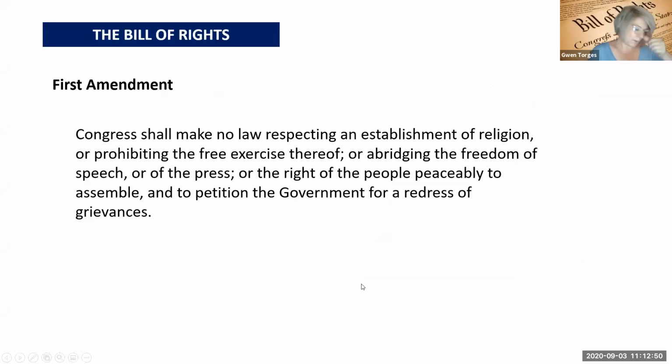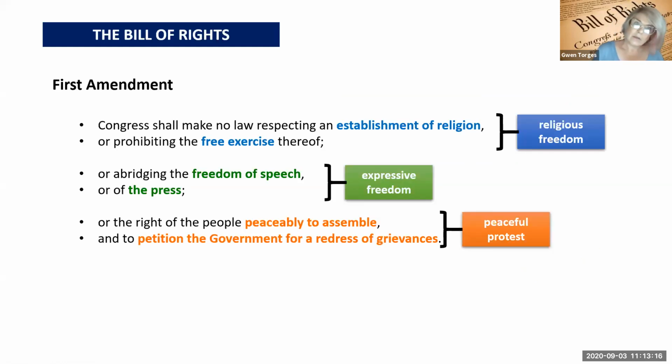So, the way I like to do it is I read through the amendment real quick, and then we break it down and look at its parts. So the First Amendment says, Congress shall make no law respecting an establishment of religion or prohibiting the free exercise thereof, or abridging the freedom of speech or the press, or the right of the people peaceably to assemble and to petition government for redress of grievances. So it breaks down into 6 rights, 2 double sets of rights.